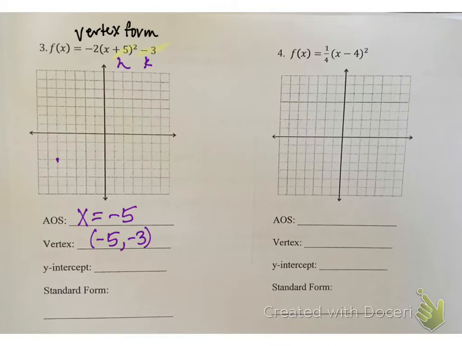Then my y-intercept, if I plug in x equals 0, the same kind of rules apply for any type of form if you're finding the y-intercept. So if I plug in x equals 0, I get -2 times (0 plus 5) squared minus 3. 5 squared is 25. 25 times -2 is -50 minus 3. So you get -53, which is way off my graph, but that's okay.